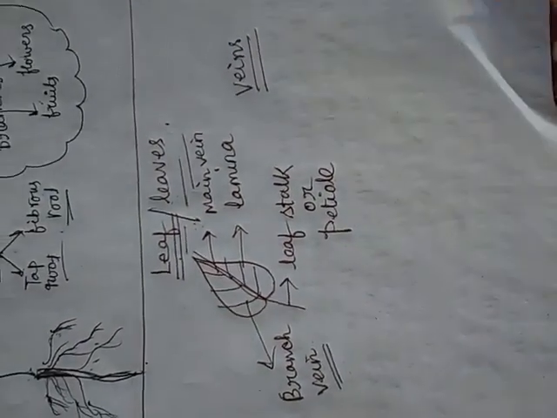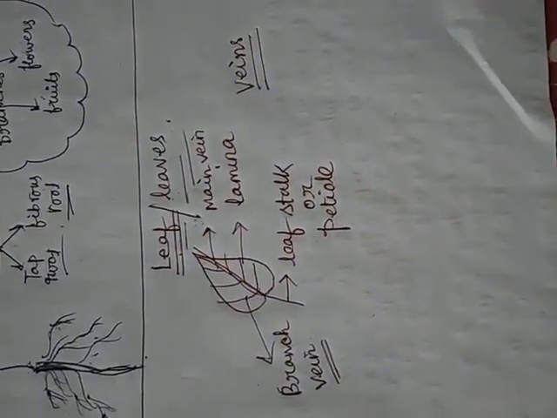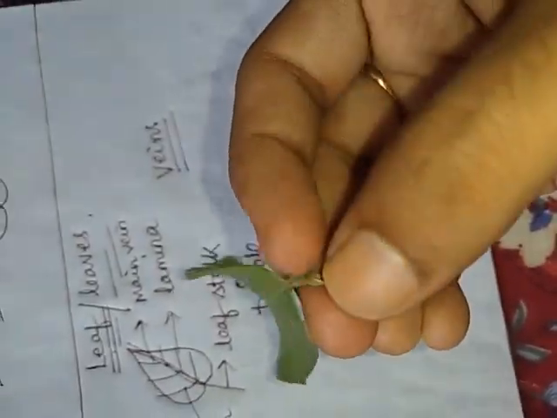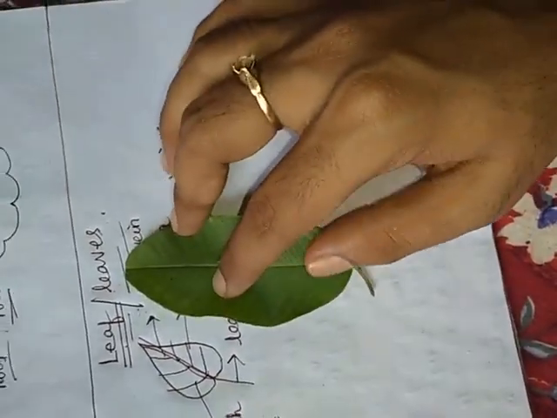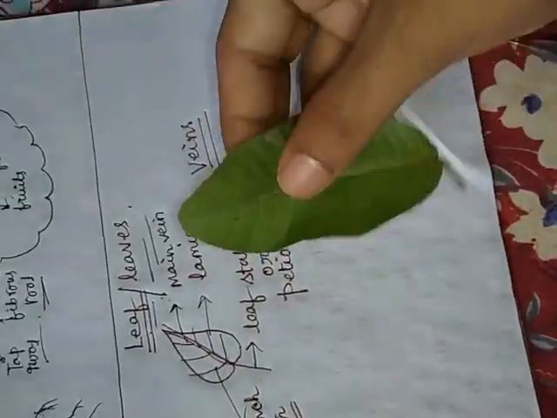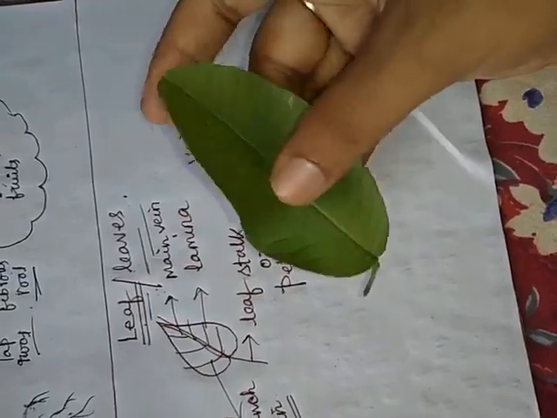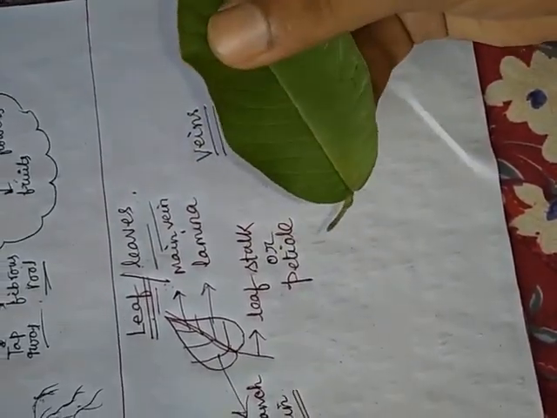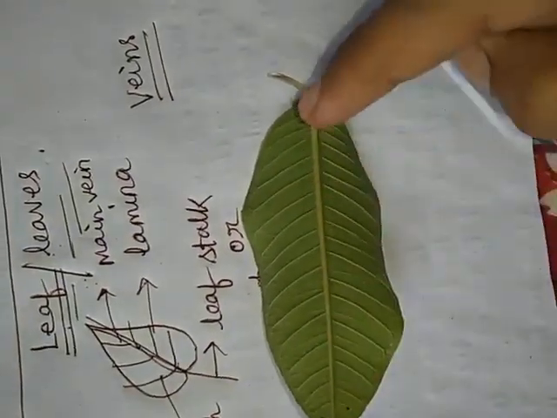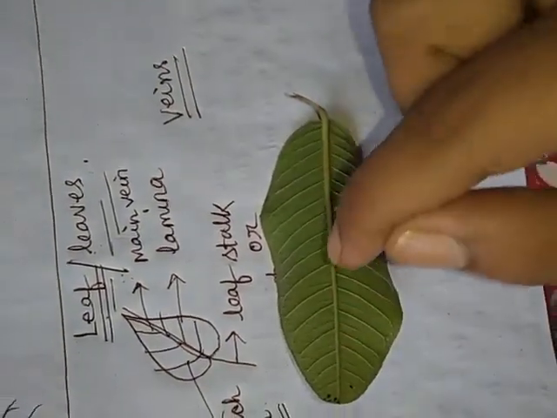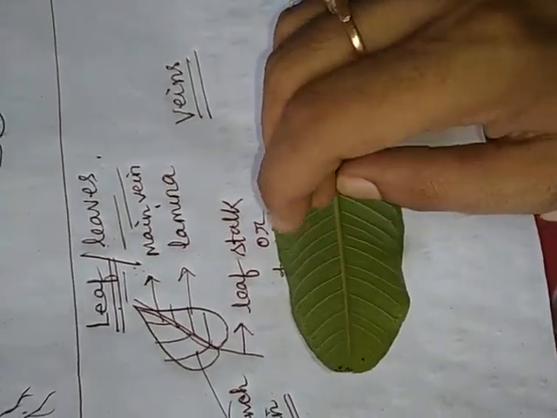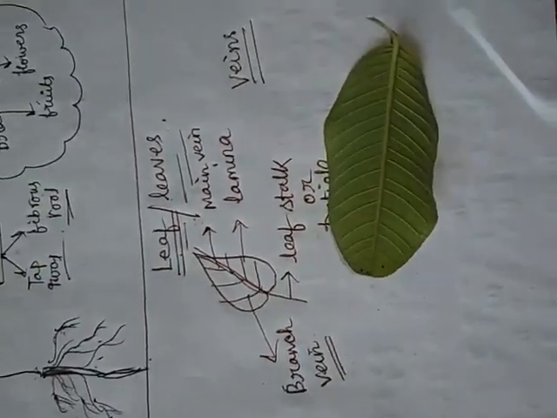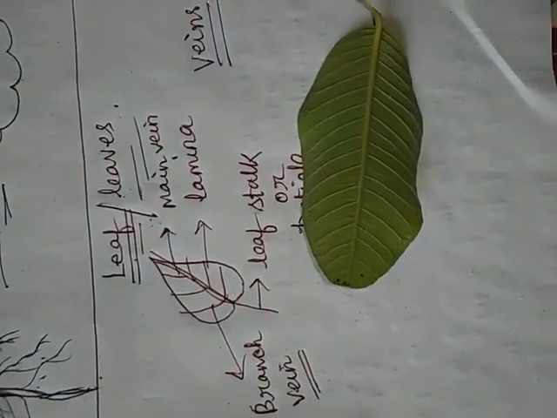So these are the main parts of the leaves. Once again I repeat, this is the leaf, and this is the part through which it is attached with the stem. This is called leaf stalk or petiole, and this flat part of the leaf is called leaf blade or lamina. Second, this is the vein. Mainly this is the main vein, and these are the branch veins. So these are the parts of a leaf.